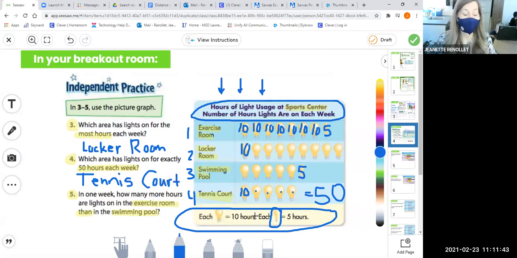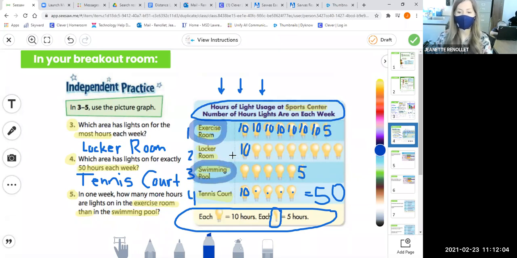Question number 5 was the most challenging, but I still saw friends using the data to make a comparison. That was awesome. Looking at our exercise room, compared to the swimming pool, we can see where they line up. I notice they both have 10, 20, 30, 40, 50. They both line up here. But I notice the exercise room has more. So let's do a subtraction problem.